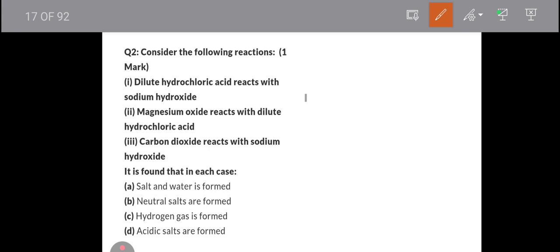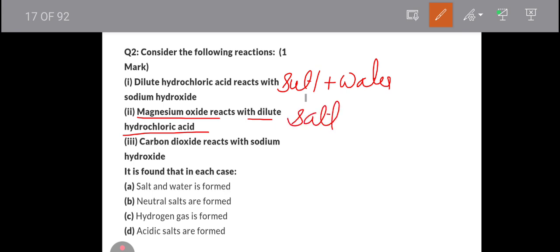So this is a neutralization reaction that you will be studying in your next chapter. During a neutralization reaction, salt plus water is the major product. Here magnesium oxide reacts with dilute hydrochloric acid. The product formed is magnesium chloride and water. Magnesium chloride is a salt. So here also the product that we are getting is salt plus water.